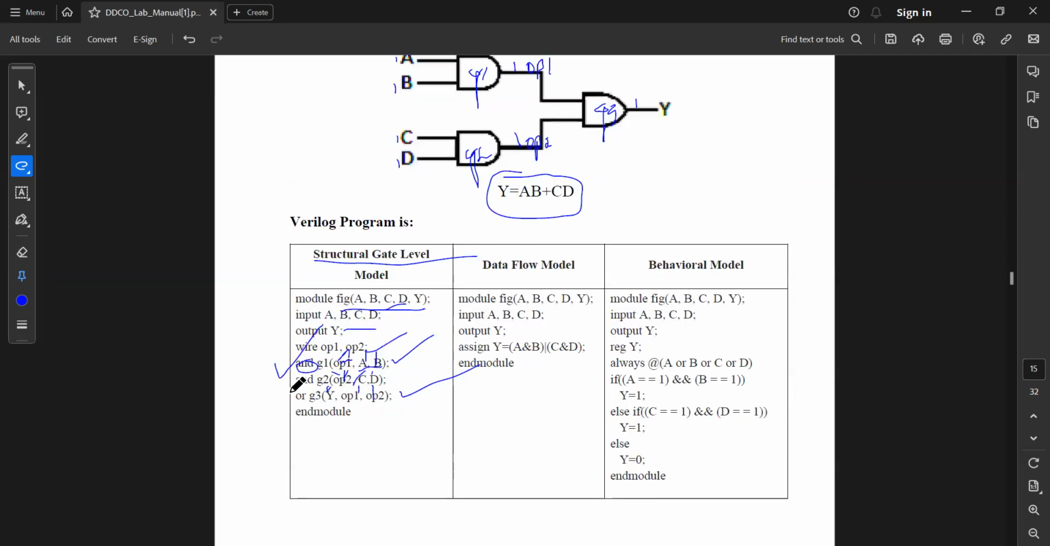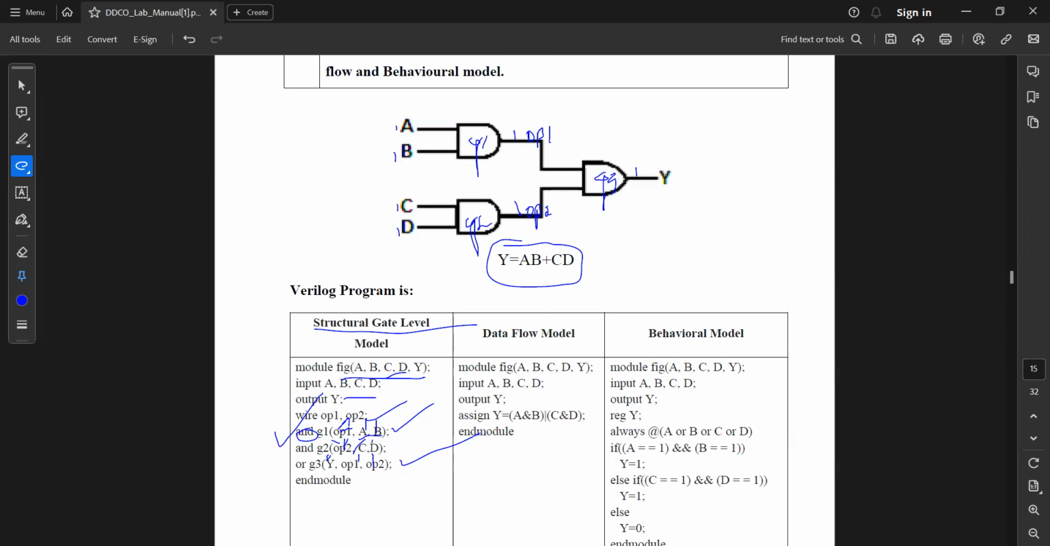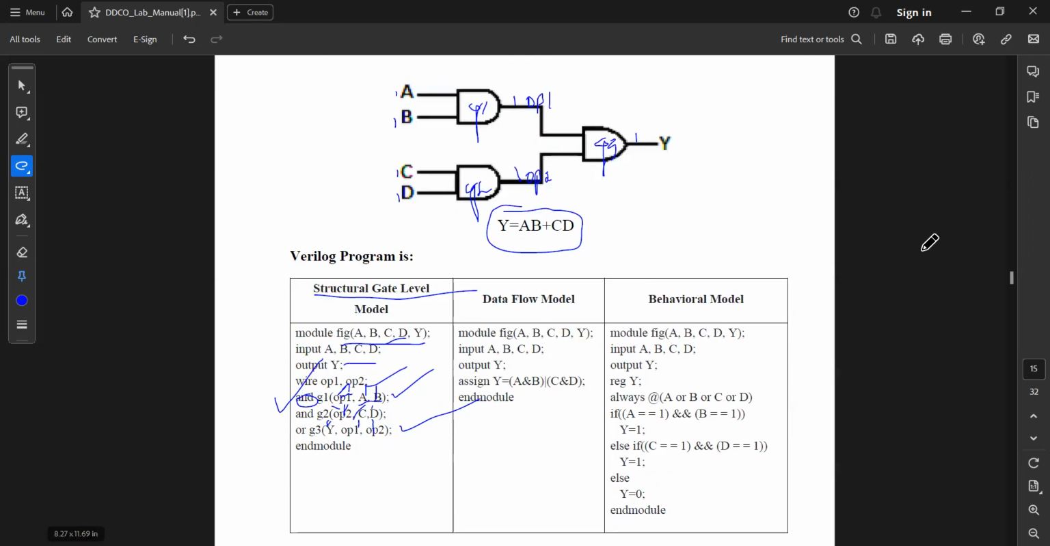So in structural gate level, first we should name everything in the circuit: inputs, outputs, wires, gates. Then we should start writing the program. First mention the inputs, then outputs, then wires, and then one by one write the inputs and outputs of the gates. That's it, nothing else.